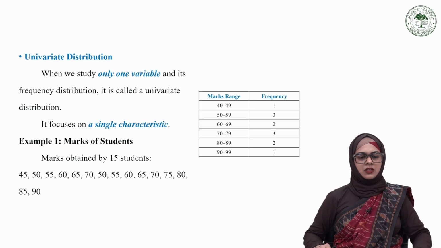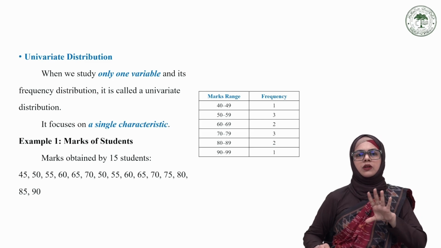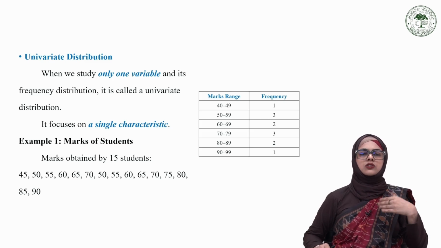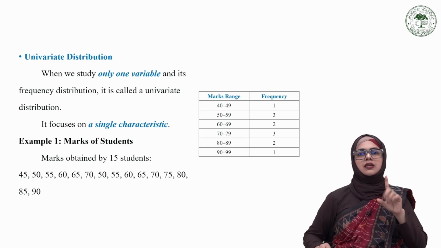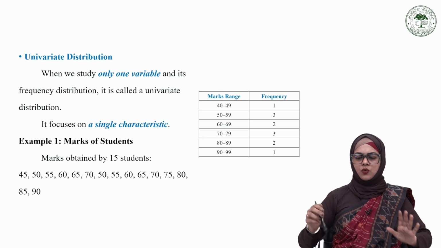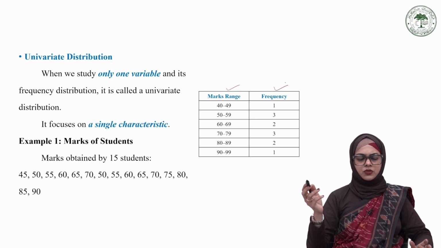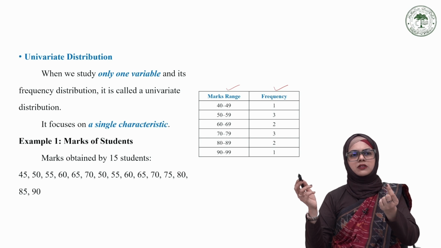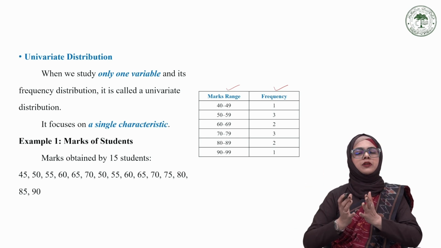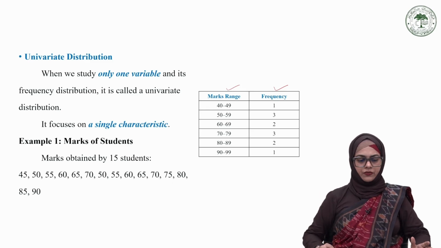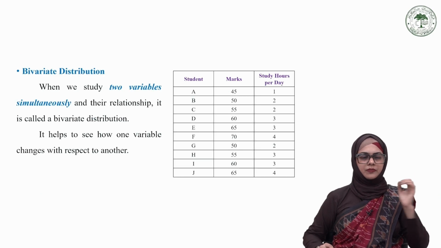Okay. The next is the univariate distribution. When we study one variable, and it's just a frequency distribution, it is known as the univariate distribution. It focuses on a single characteristic, right? So you have the marks range here and you have the frequency, which is obtained. So here is a single characteristic. That means you are looking into the marks of the 15 students. This is how you arrange the tabulated data and of course the range of it. This kind of table is known as a univariate distribution.